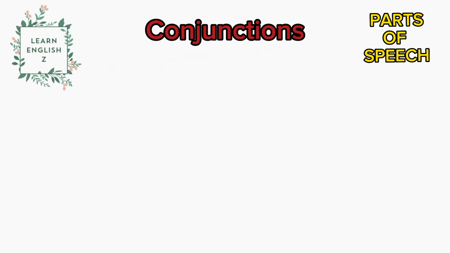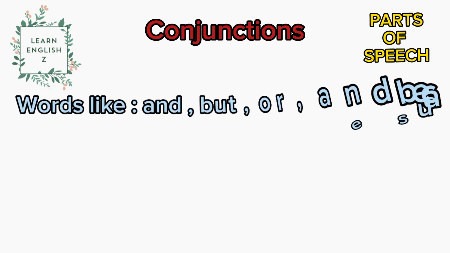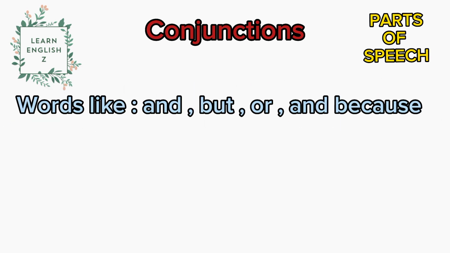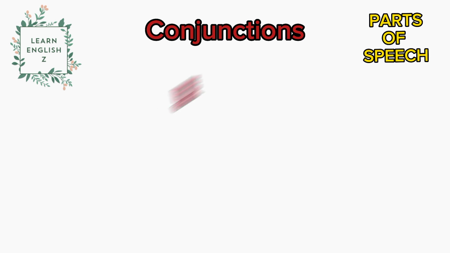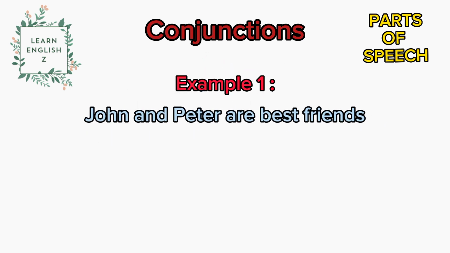The 7th part of speech is conjunctions. Conjunctions are words like and, but, or, and because, and they help to connect ideas. For example, John and Peter are best friends. The conjunction here is and, it helps to connect John and Peter, both of which are nouns.